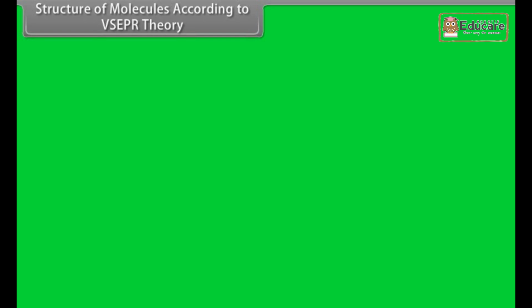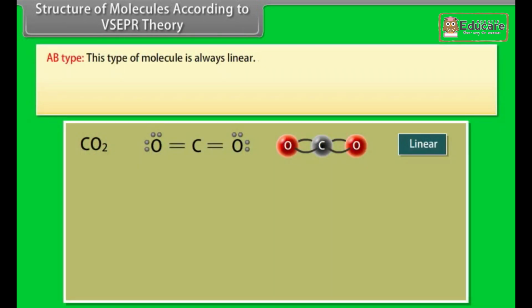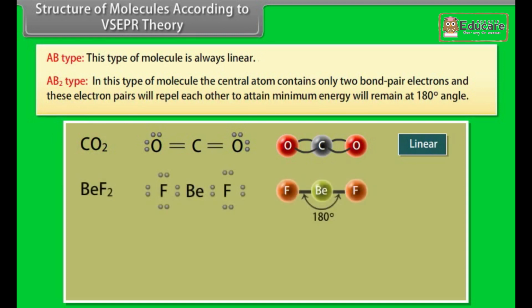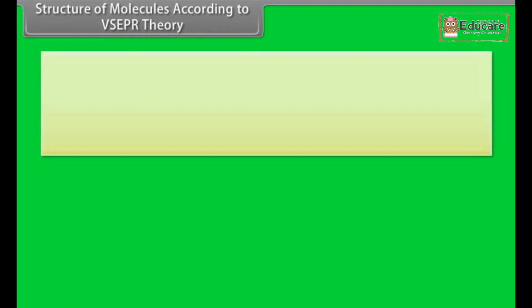Structure of molecules according to VSEPR theory. Shape of some simple molecules: AB type. This type of molecule is always linear. AB2 type. In this type of molecule, the central atom contains only two bond pair electrons, and these electron pairs will repel each other to attain minimum energy, and will remain at 180-degree angle.